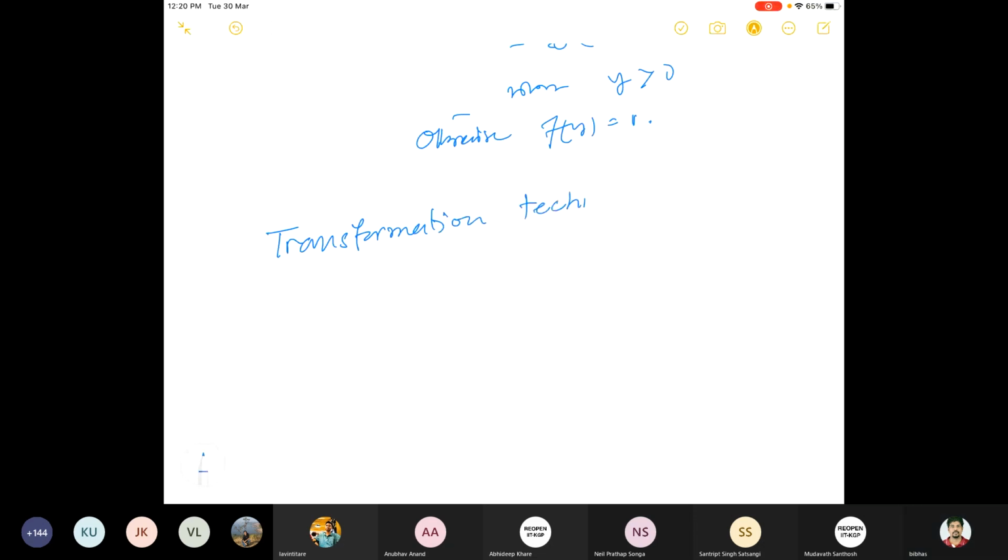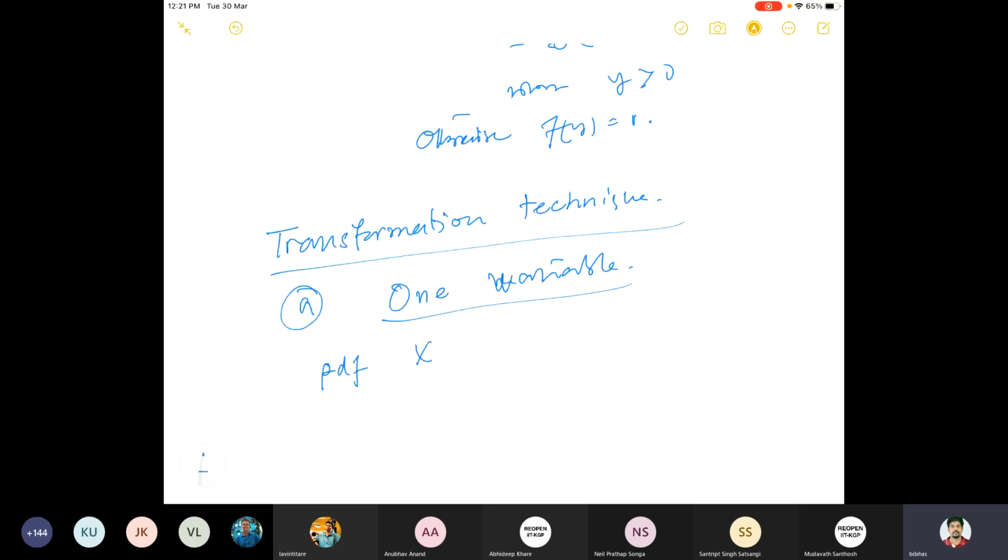Here we'll discuss two cases. First of all, the univariate case, so let us say one variable. You are given a random variable X, so X is given, or we know the PDF of X. Then the question is to find the PDF of Y, which is a function of X, so some u of X. Now I'll show you an example that this can sometimes be really easy.